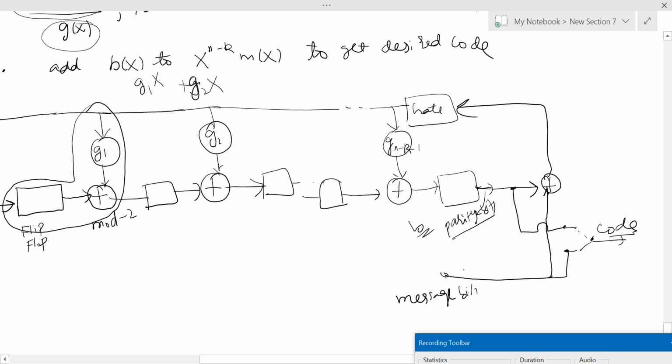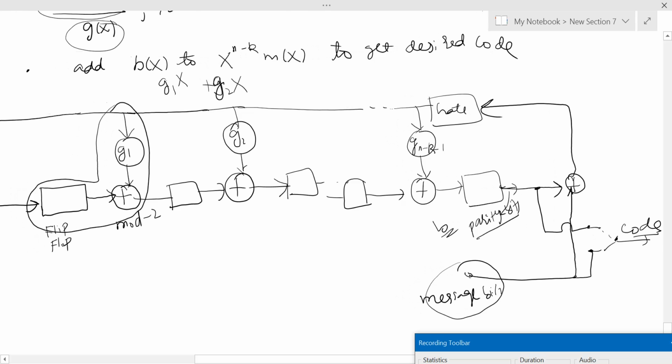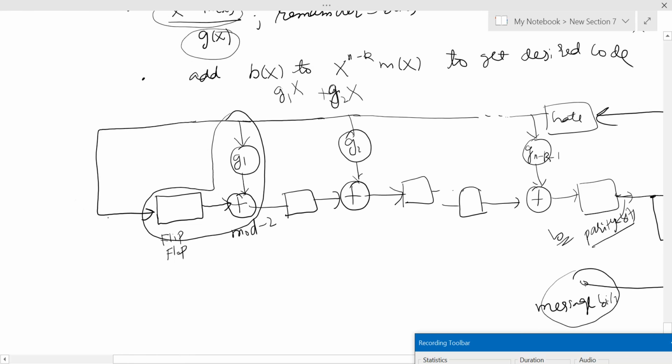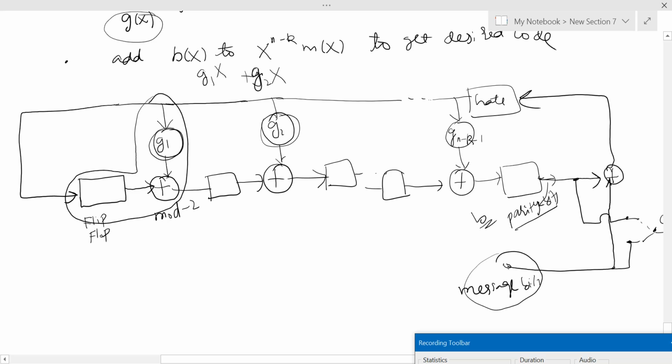So you know what is done. You feed in the message bits. The first bit comes here, gate passes them. The message bits are put in this flip-flop, and depending upon whether G1, G2 is 1 or 0, they will be added up here. And after each clock tick, these message bits will get shifted. New message bit will enter. The overall operation mimics the operation of division. Division of what? x to the power n minus k times m of x divided by g of x. Okay, and you get the remainder here, which you then concatenate with the message bits, and you get the code word.